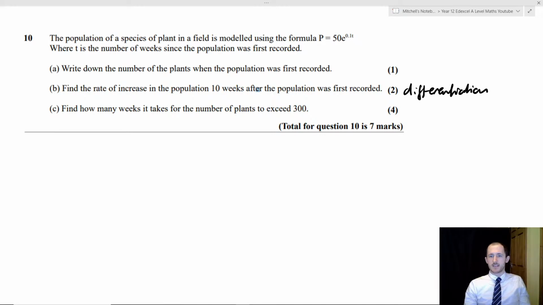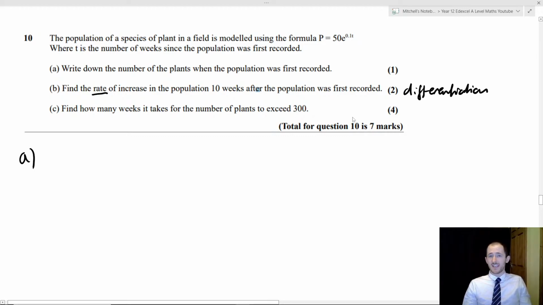Okay, and that's because it says rate. Anytime we have a rate, it's going to be differentiation. Okay, but I'll talk through it, but this isn't a differentiation video. Okay, so population of species, and by the way, this kind of question comes up every single year, right?